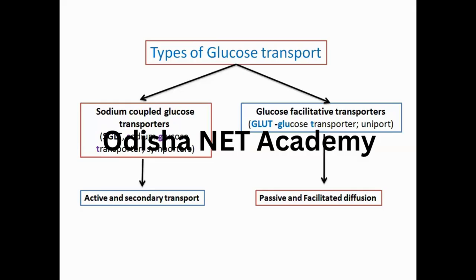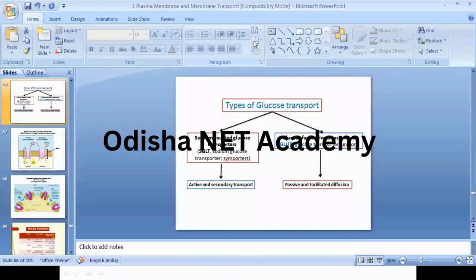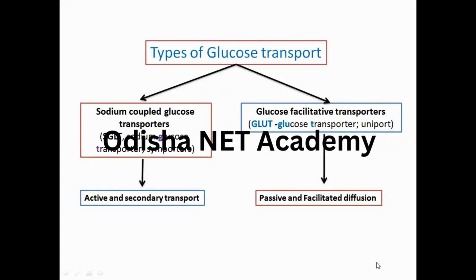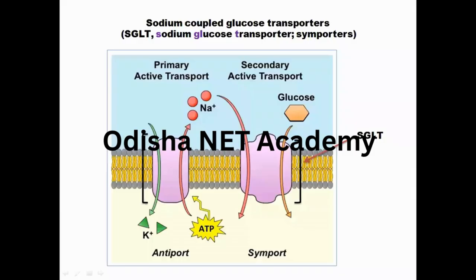The other transporter is GLUT, the glucose facilitative transporter, and it is a uniport. It works without the expenditure of energy, so it is a passive process, facilitated diffusion. We'll discuss one by one: what is SGLT, what is GLUT. So this one is your secondary active transport.